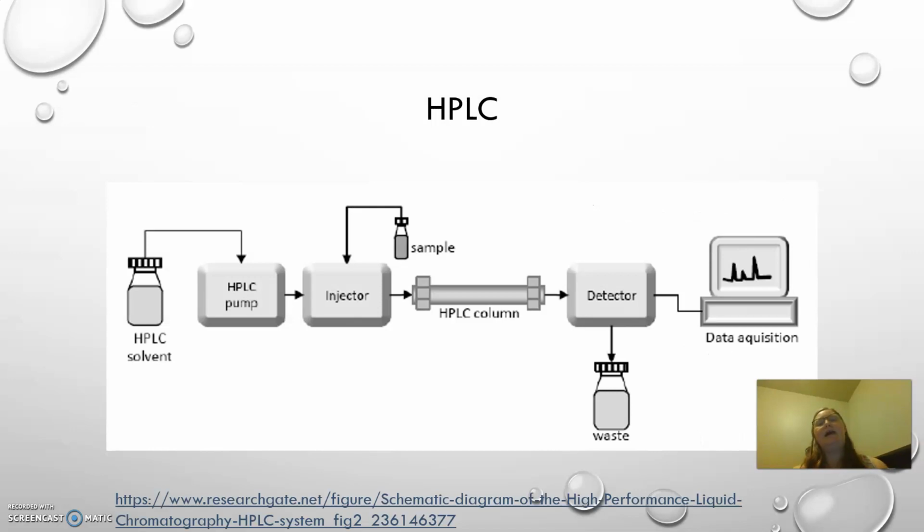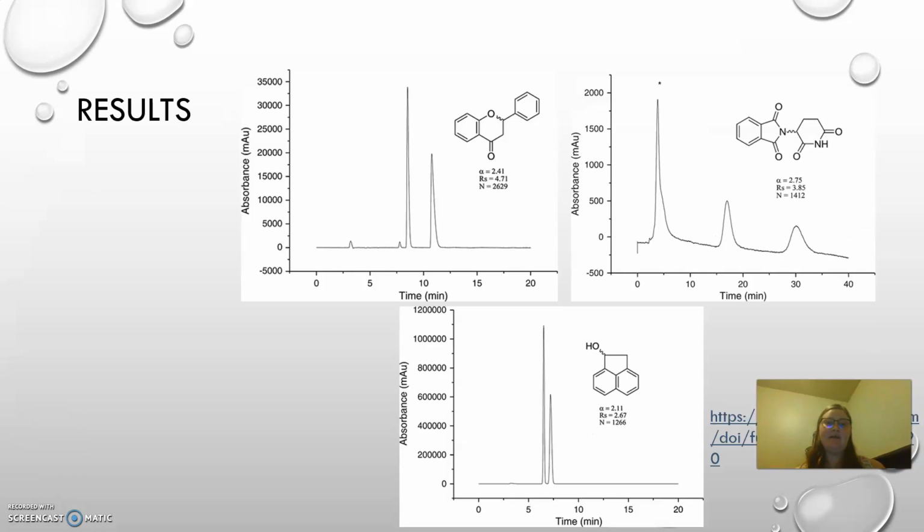After it goes through the chiral stationary phase of the column, it hits the detector, and the detector sees how long it took for the different enantiomers to elute. Then the computer just acquires that data and shows it in a graph form, and all of the solvent goes into the waste. Now, here are the results of the experiment that they did, the results for 3 of the different compounds.